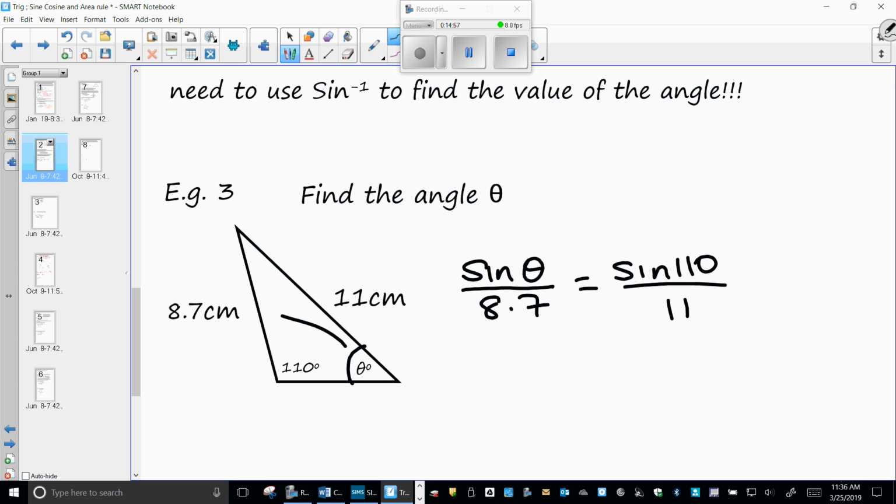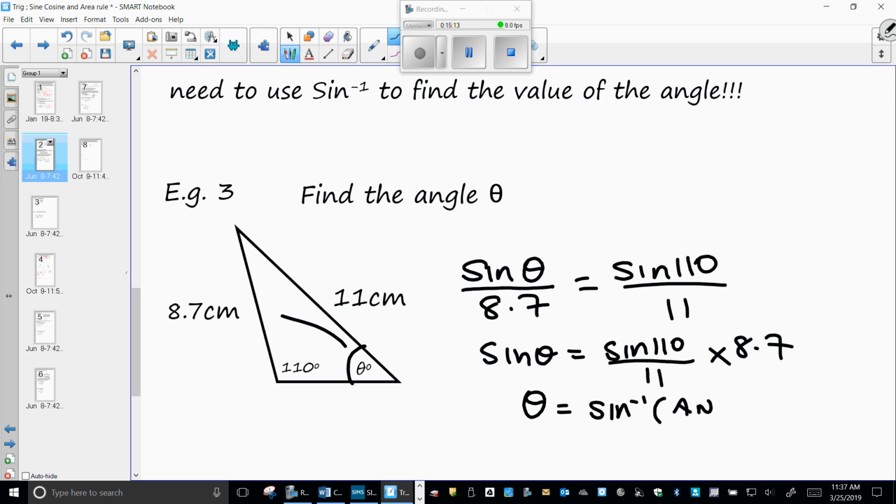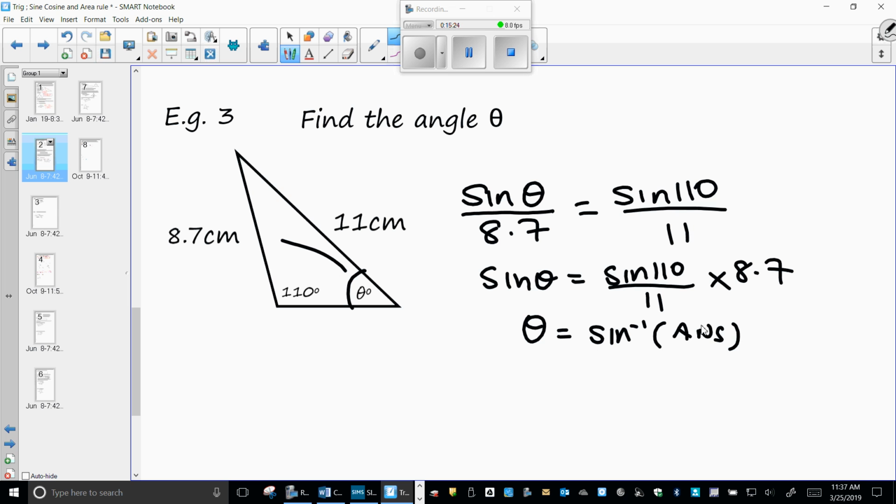As we had before, we need to rearrange this. So we've got sine theta is sine 110 over 11 multiplied by 8.7. And to find theta, we're going to inverse sine. This says ans, because I can't bother to rewrite that whole thing again. Remember, all your calculators have the most recent answer in there, so you can use the answer button. You can work out what sine 110 divided by 11 multiplied by 8.7 is, and then you can just find the inverse sine of the answer.